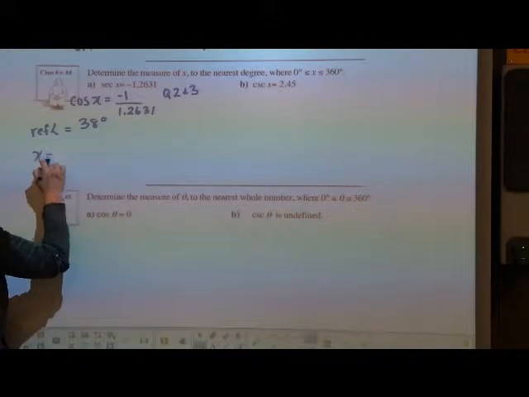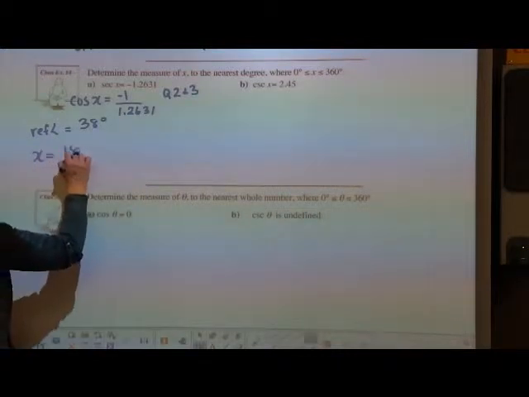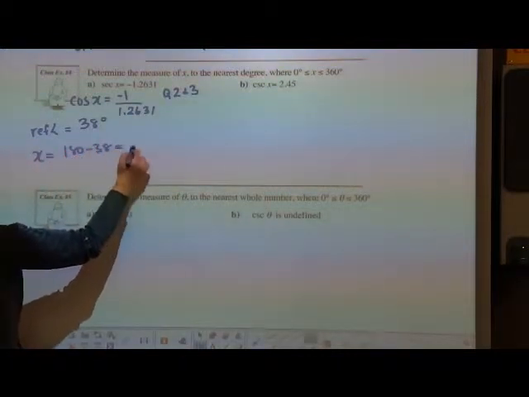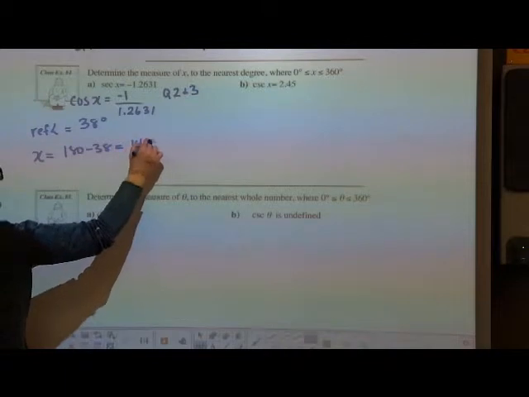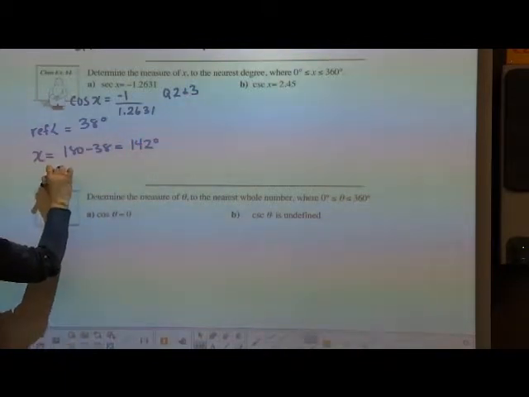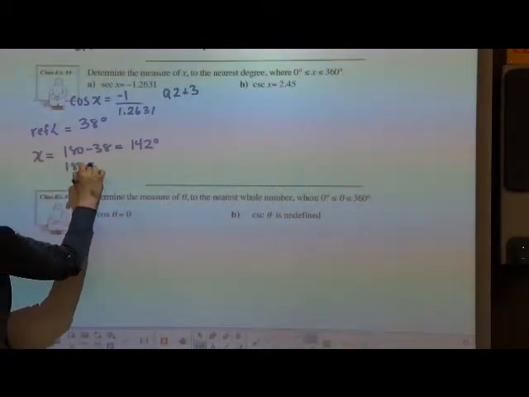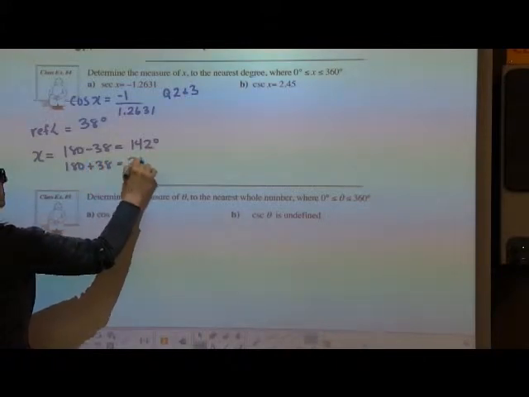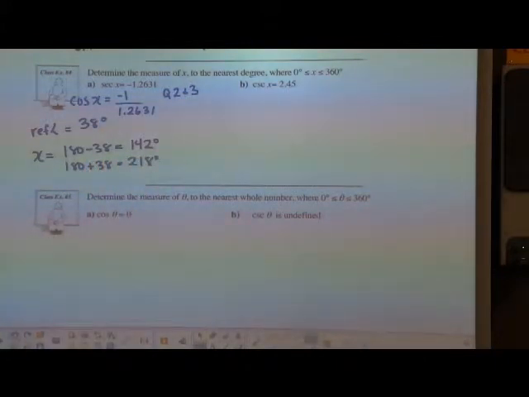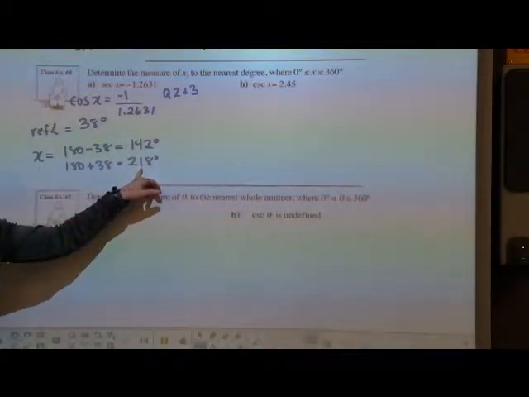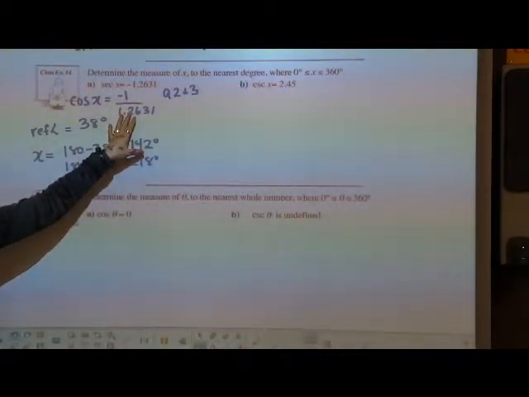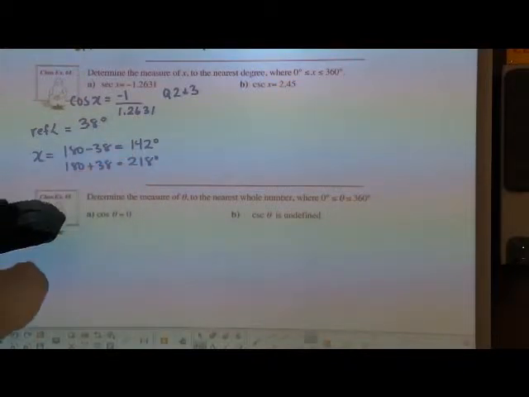So then in quadrant 2, how would I get x? 180 minus 38, which equals 142. And in quadrant 3, it would be 180 plus 38, so 218. And I can double check this. I could type in cos 218 and see what my answer is, and make sure it matches up with cos 142.